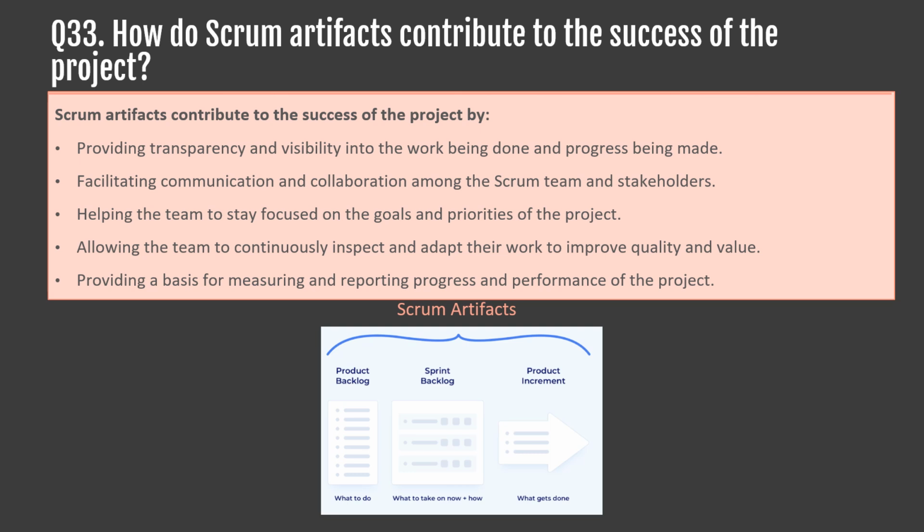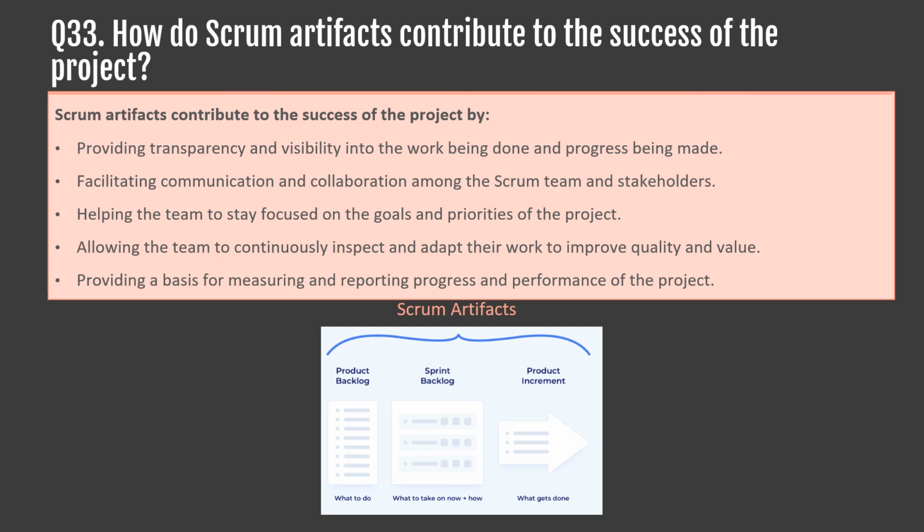Increment. The increment is the sum of all the completed product backlog items at the end of the sprint. It is a tangible representation of progress and helps the team to measure their success and make any necessary adjustments. In the case study example, the increment at the end of sprint 1 would be the completed browse feature, which the team could demonstrate to stakeholders and use to inform their planning for the next sprint.